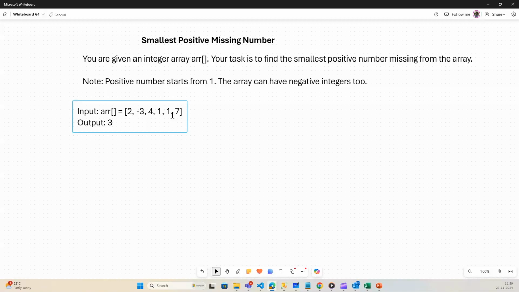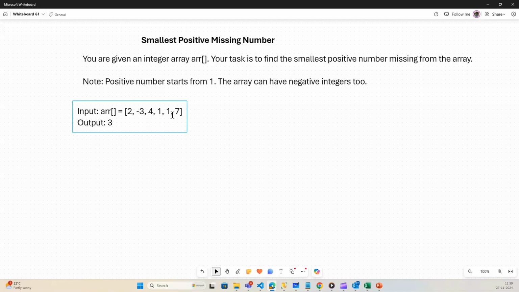So that's why the upper bound on the smallest positive number that could be missing from this array would always be n plus 1. It can never be n plus 2. It can never be greater than n plus 1. It will always be between 1 and n plus 1. So that is one observation that we have.